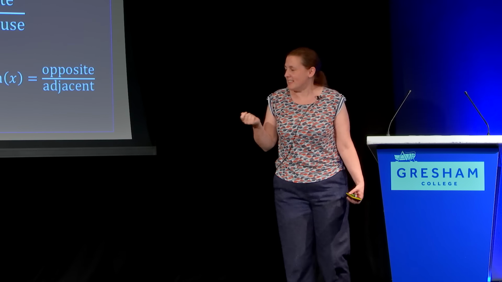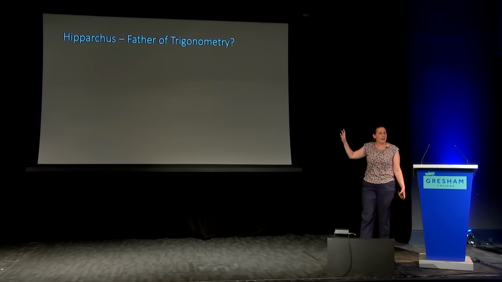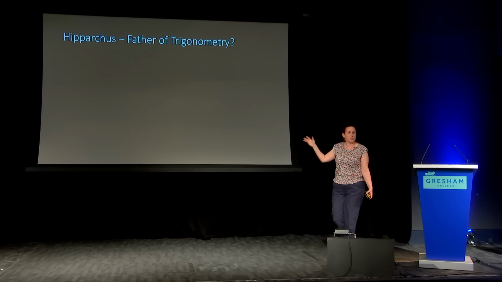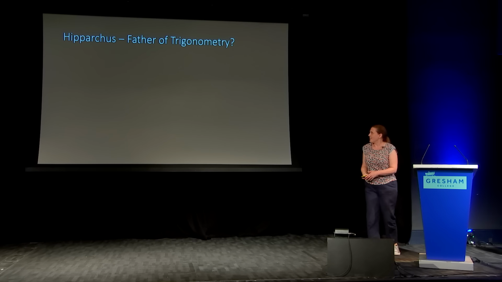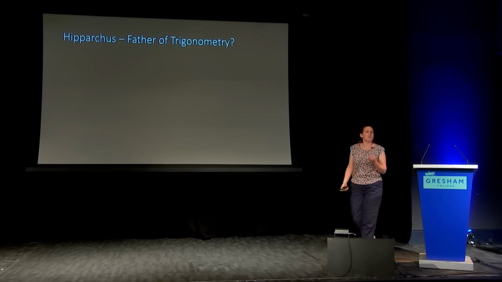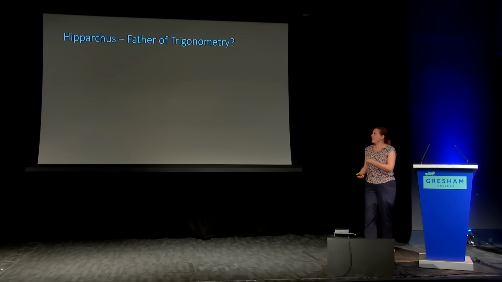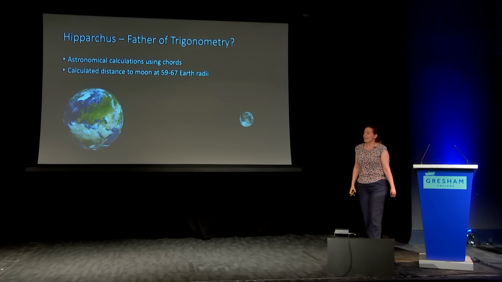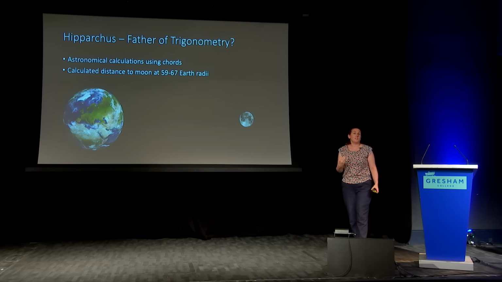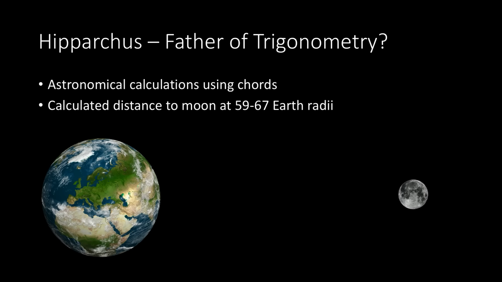So let's get started. The ancient Greeks did not have sine, cos, and tan. So how does it happen that Hipparchus, the ancient Greek astronomer and mathematician, is called the father of trigonometry? Well, he didn't use sine, cos, and tan, but he did work with triangles. And I want to just briefly show you a little bit about what he did. So he used chords. He worked with chords of circles, so lines joining places on the circumference of circles in astronomical calculations.